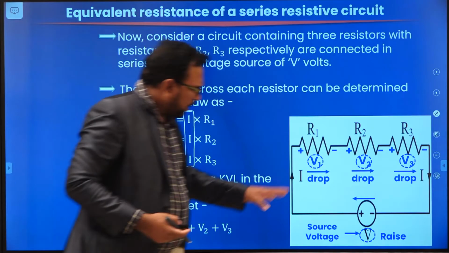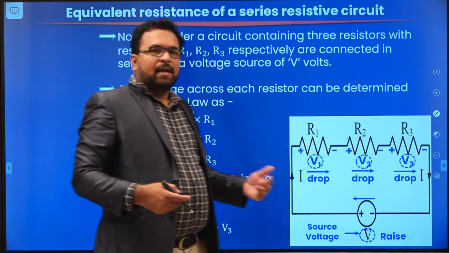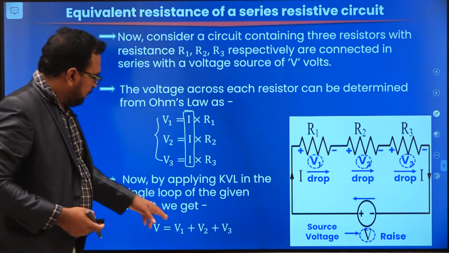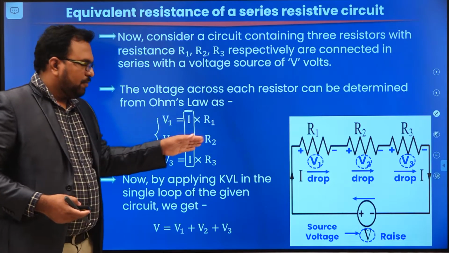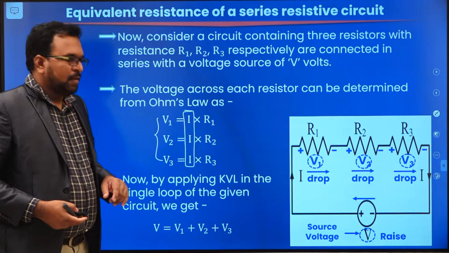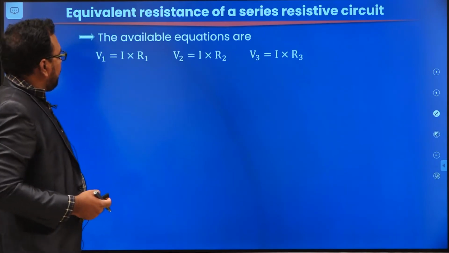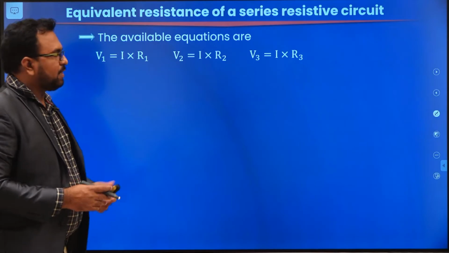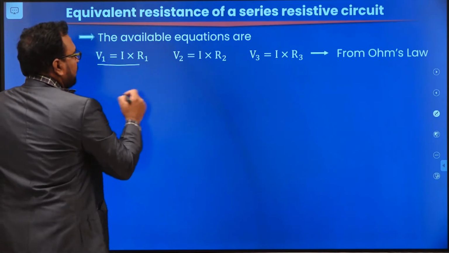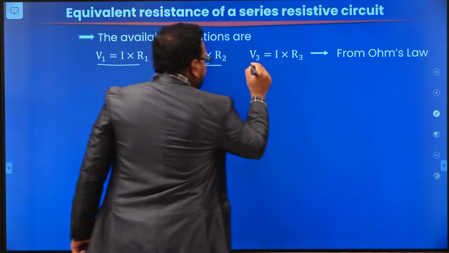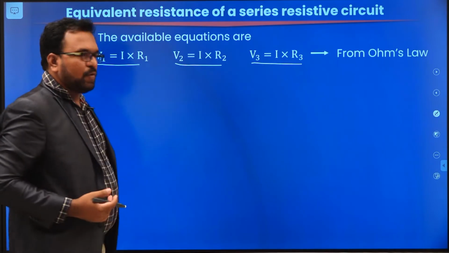Here the known quantity is V only. V1, V2, V3 are the assumed quantities. And what are the formulas for V1, V2, V3? IR1, IR2, IR3, which we have derived from Ohm's law. So what are the available equations? We have 4 available equations. The first 3 are the voltage equations derived from Ohm's law: V1 is equal to IR1, V2 is equal to IR2, V3 is equal to IR3. These are the individual voltages across each resistor.